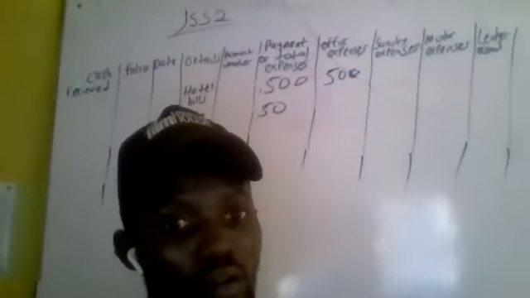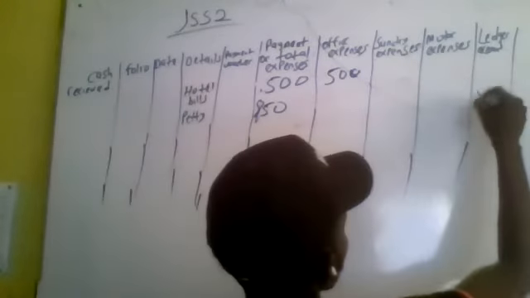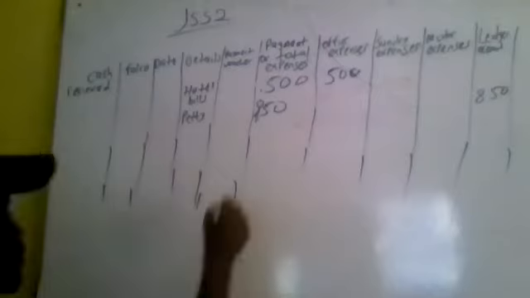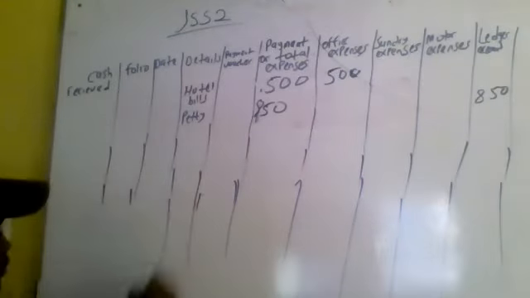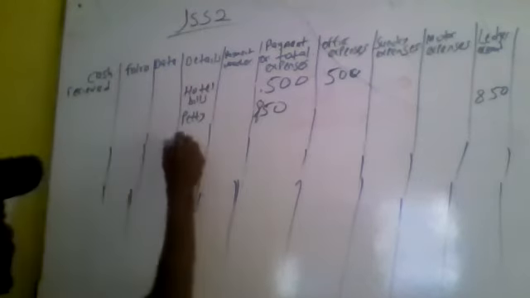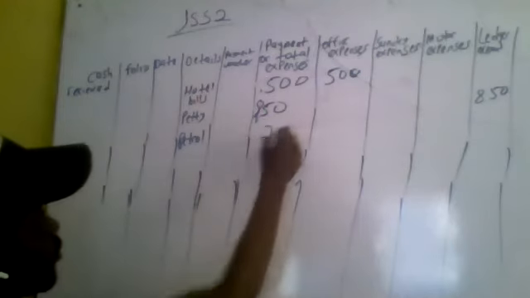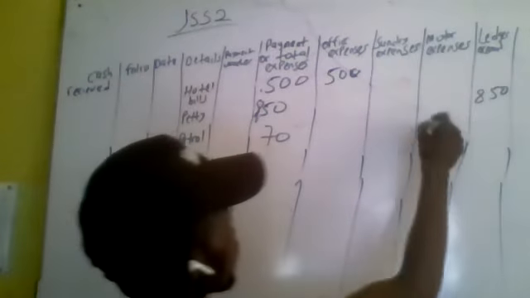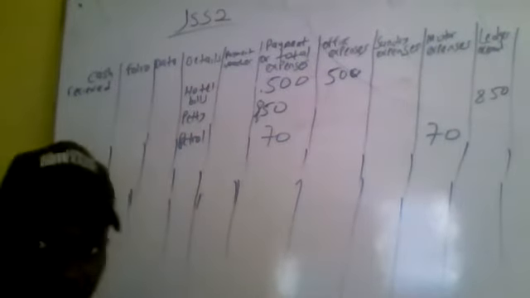It's falling under what account, please? 850 naira, not 50 naira. Which is under ledger. Yes, under ledger. Yeah, let's go. Next question. Petrol. How much is petrol? 70 naira. Now falling under what? It's falling under motor expenses. Very good. Of course, petrol is just like a motor expense.